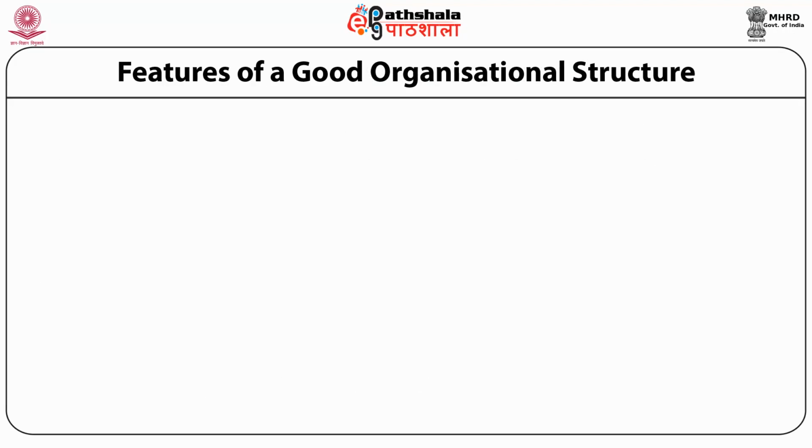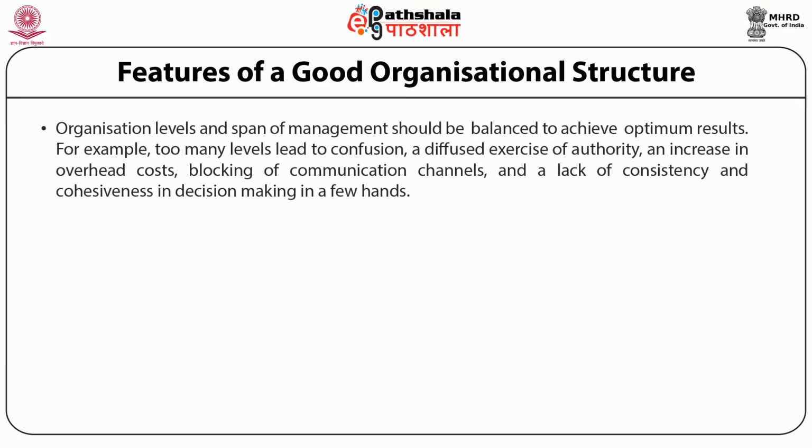What are the features? Number one, organizational levels and span of management should be balanced to achieve optimum results. For example, too many levels lead to confusion, a diffused exercise of authority, an increase in overhead costs, blocking of communication channels, and a lack of consistency and cohesiveness in decision making in a few hands.